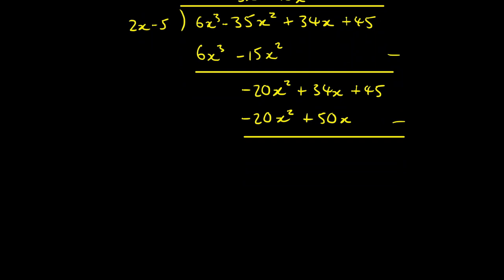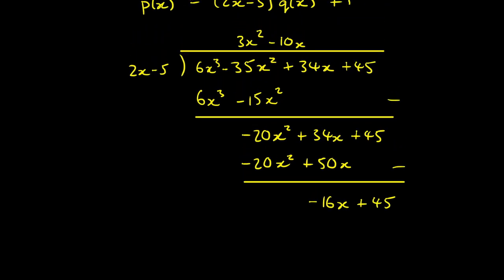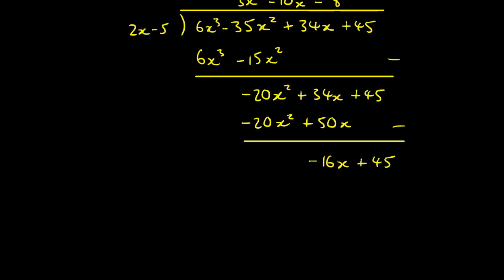Okay, so negative 20x squared minus negative 20x squared is 0. 34x minus 50x is negative 16x. And we're left here with 45. Okay, we're almost at the end. The negative 16x is our new leading term. We're going to divide it by the 2x. And if we do that, we're going to get negative 8 there. Okay, and we take the negative 8, we multiply it through by 2x minus 5, which would give us negative 16x plus 40.